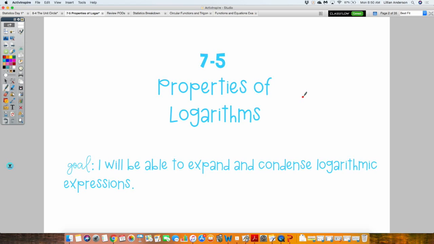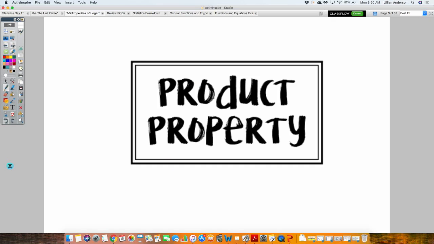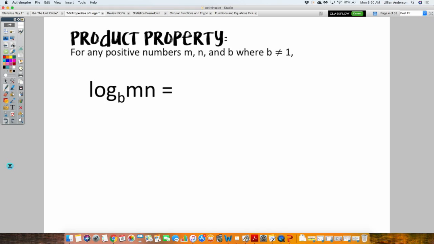There's product, there's quotient, and then there's power. All right. So let's start off with our product property. The product property basically states that for any positive numbers m and n, where b cannot equal 1, when you have two numbers or two variables that are being connected through what operation? What's connecting m and n together? Multiplication. That you can expand this by using addition. So these two are the same thing.